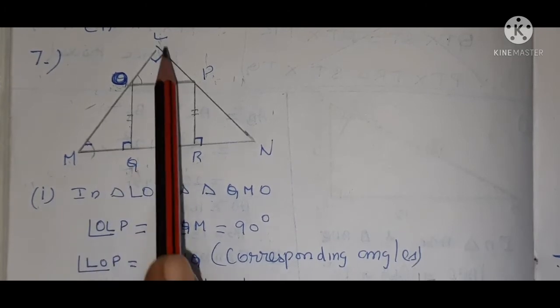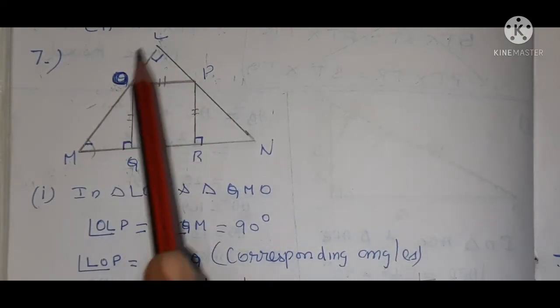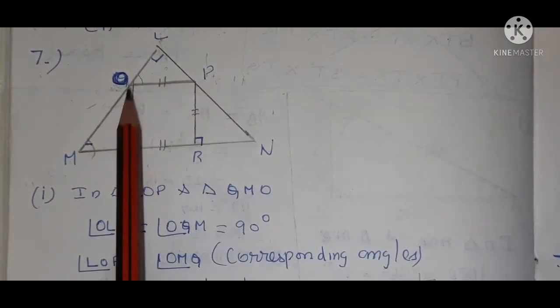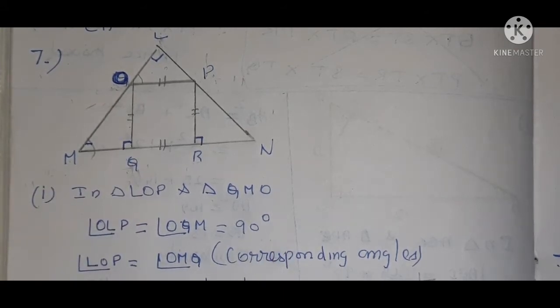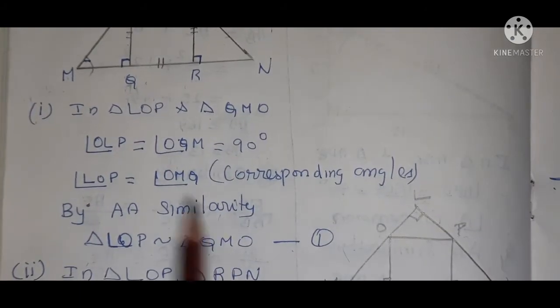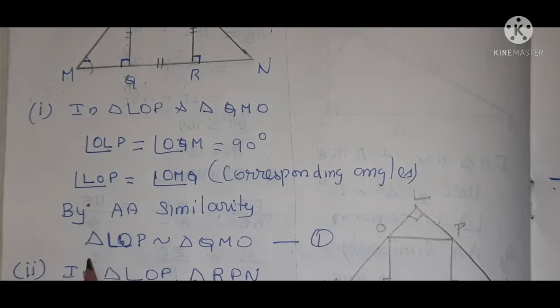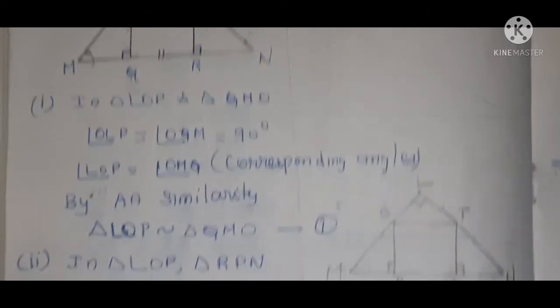First one, in triangle LOP and triangle QMO, angle OLP is equal to angle OQM, equal to 90 degrees. Angle LOP is equal to angle OMQ, corresponding angles. By AA similarity, these two triangles are similar. Triangle LOP is similar to triangle QMO, taken as 1.